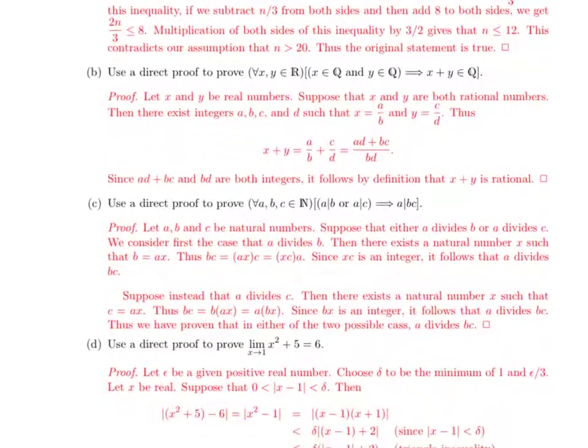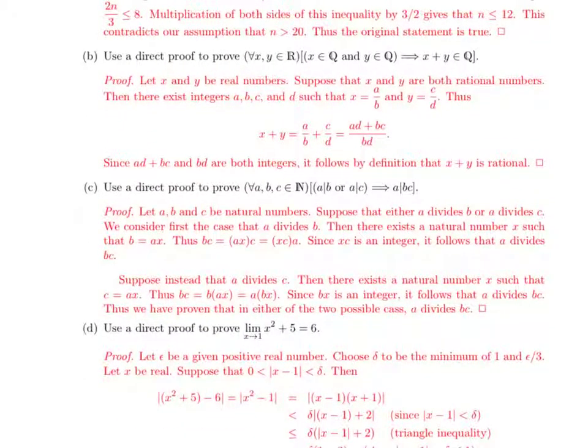In part C, I said use a direct proof to prove that for all natural numbers a, b, and c, if a divides b or a divides c, then a divides b times c. So I wanted to see that you could, first of all, give a direct proof, and second of all, you realized that this was a proof by cases. So there should be two paragraphs, one paragraph in which you deal with the first case in which a divides b, and the second paragraph in which you deal with the second case in which a divides c.